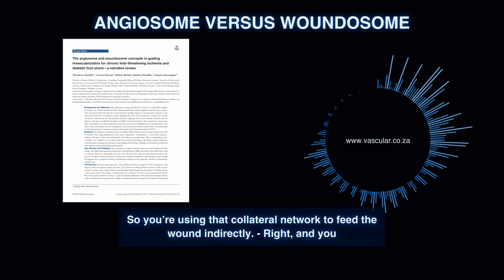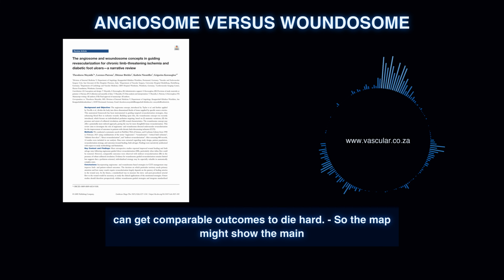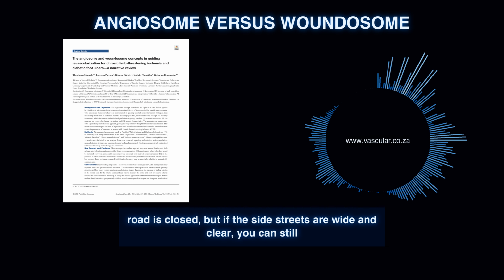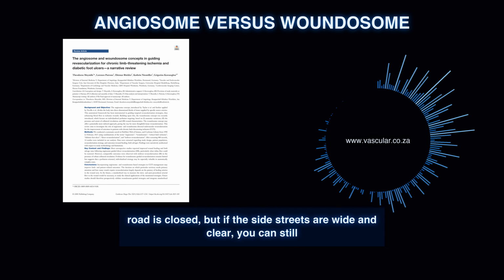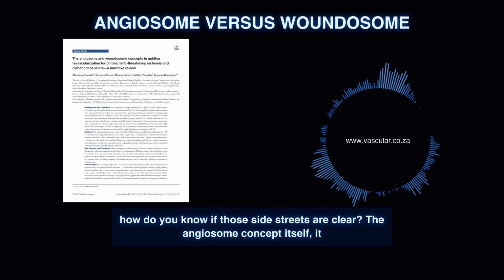So you're using that collateral network to feed the wound indirectly. Right. And you can get comparable outcomes to DR. So the map might show the main road is closed, but if the side streets are wide and clear, you can still get your supplies where they need to go. Perfect analogy. But the catch is, how do you know if those side streets are clear?